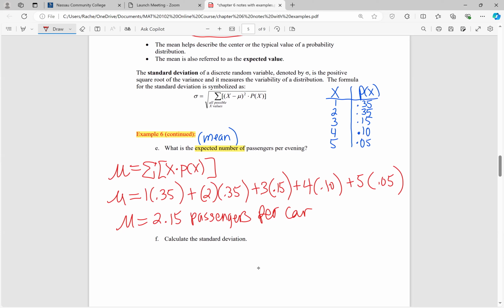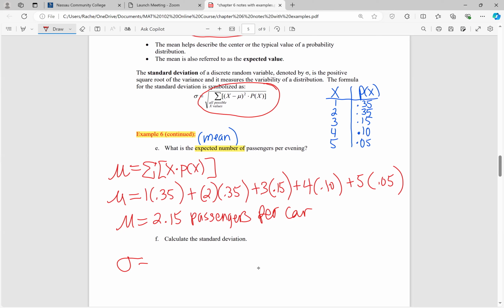So now let's calculate the standard deviation. So the standard deviation, remember, we use sigma. Here we're not working with a sample. This is a probability distribution. So we're going to use sigma, and it's going to be equal to the following.